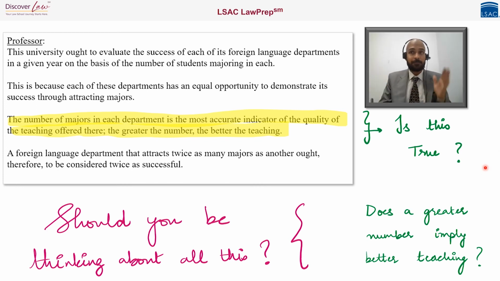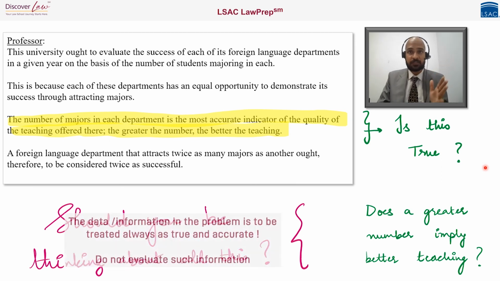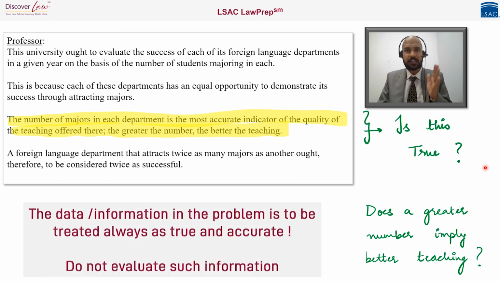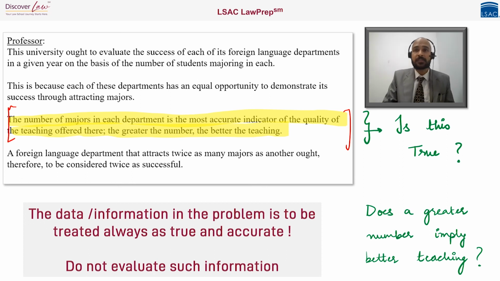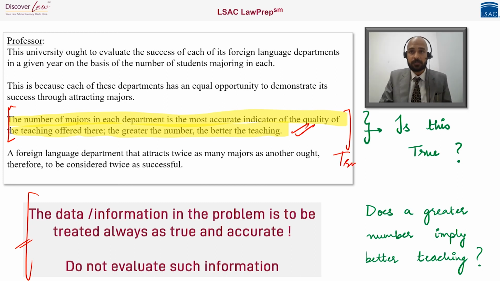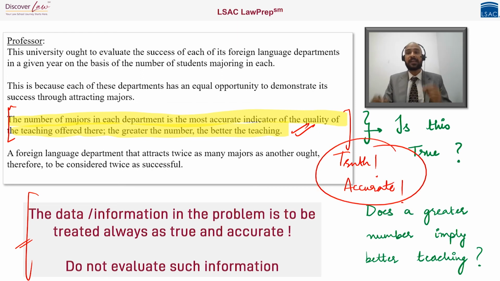Remember that when anything is given to you in an LSAT India problem, you are to simply focus on the structure of the argument, treating the facts and the principles given in the question as true. So you are to believe this as the truth. You are to believe this as being accurate. You have to act upon this as if it were true, precise and accurate. Do not evaluate this kind of information.